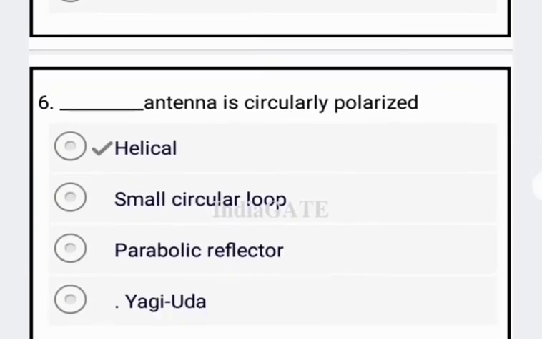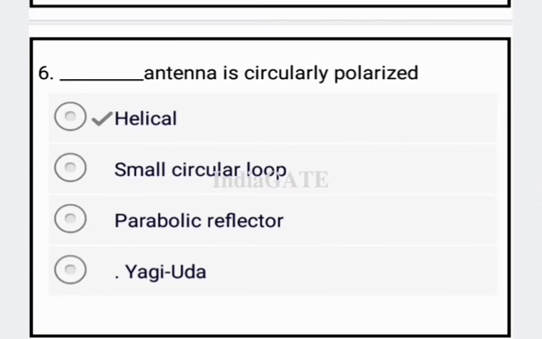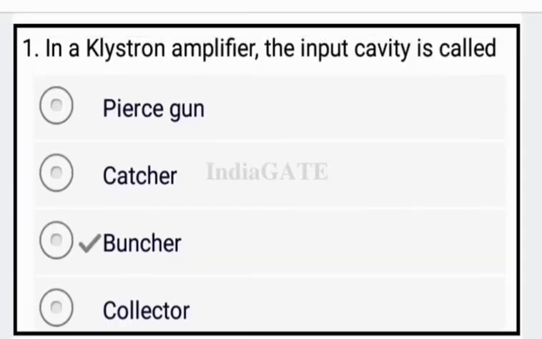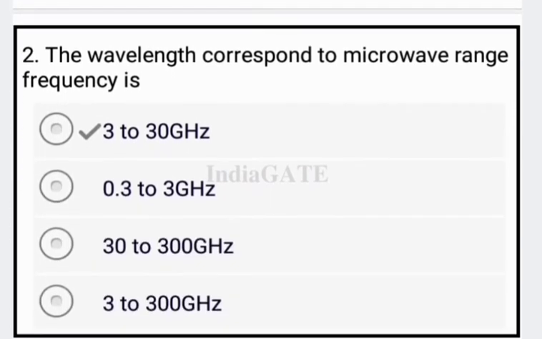Next question: dash antenna is circularly polarized. So the correct answer is helical. Helical antenna is circularly polarized. Now next question: in a klystron amplifier the input cavity is called the buncher. So option C is your correct answer. Next question: the wavelength corresponding to the microwave range frequency is 3 to 30 gigahertz. So option A is your correct answer.